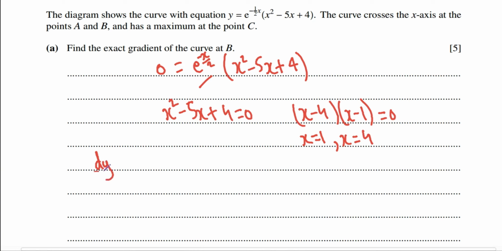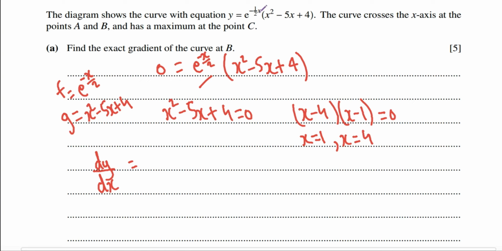And you can see this is a product of two functions. If we let f, let's do it on the side. If we let f equal e to the negative a half x, and g equal x squared minus 5x plus 4, well, then you're taking the derivative of a product of two functions. Well, we know what we do.